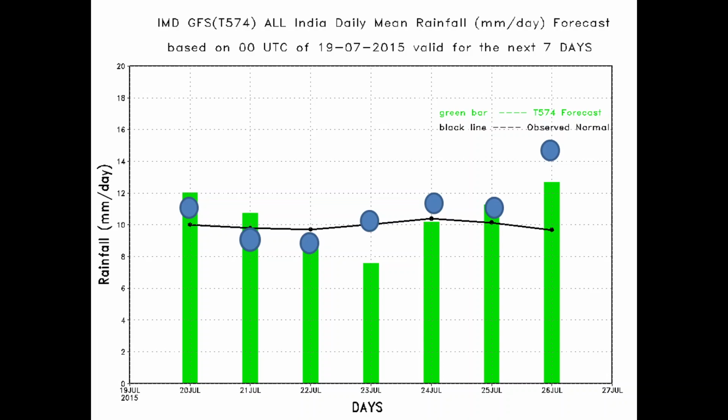Of course, on the last day, the error is somewhat larger. So beyond 1 week, the error starts increasing because of some modeling issues in the model.